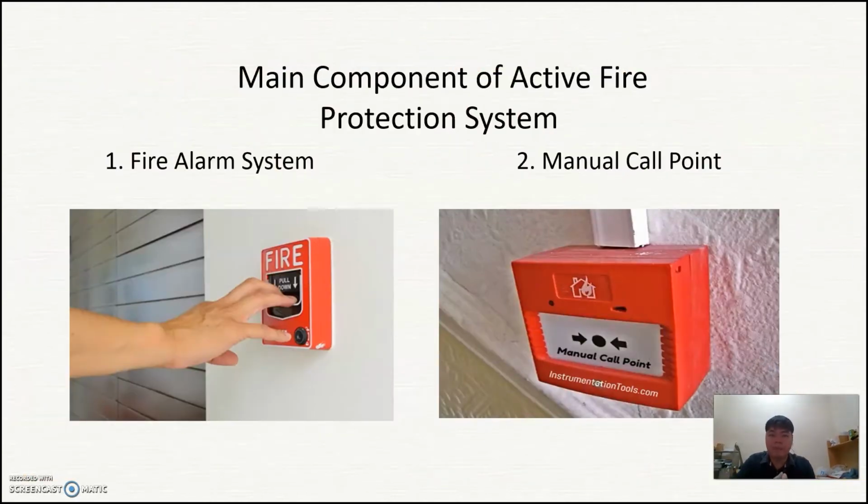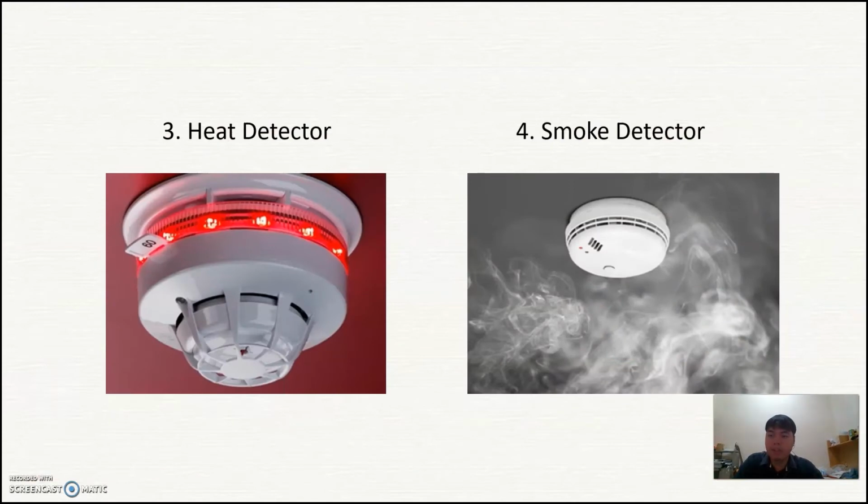Okay, there are some main components of an active fire protection system. The first one is the fire alarm system. The next is the manual call point. The third is the heat detector. And the fourth is the smoke detector. These two are the automatic detectors of fire.